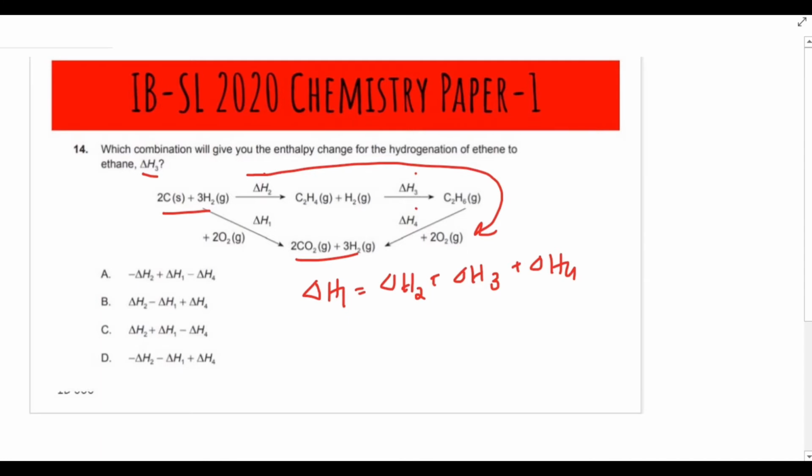Or I can directly come from this reaction to this reaction with enthalpy change delta H1. We need to find delta H3, the enthalpy change for hydrogenation, as this step is the hydrogenation step. So delta H3 would be delta H1 minus delta H2 minus delta H4. Checking the options, option A is the correct answer.